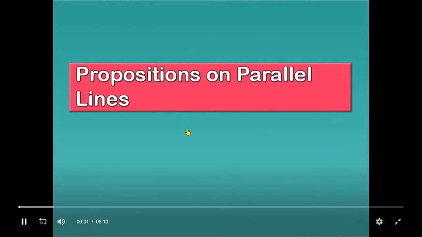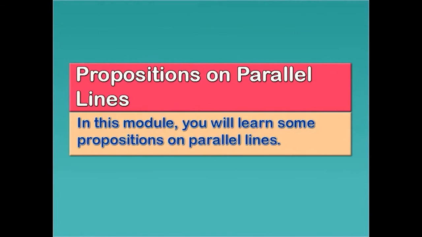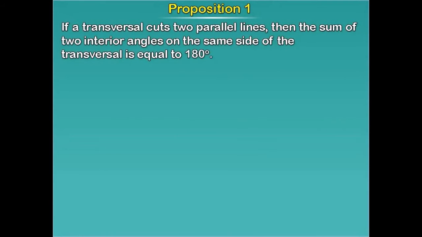Propositions on parallel lines. In this module, you will learn some propositions on parallel lines. First, look at Proposition 1. If a transversal cuts two parallel lines, then the sum of two interior angles on the same side of the transversal is equal to 180 degrees.